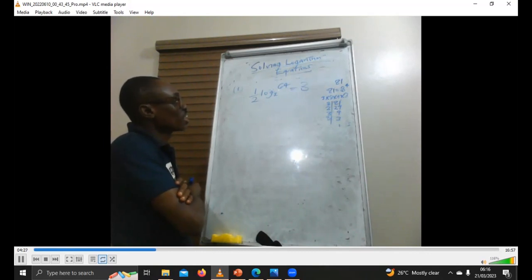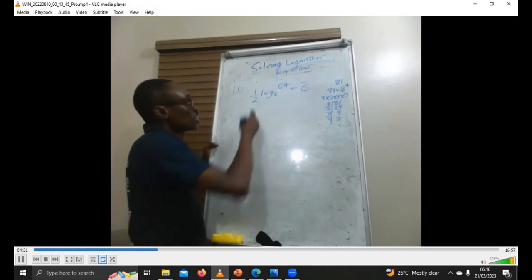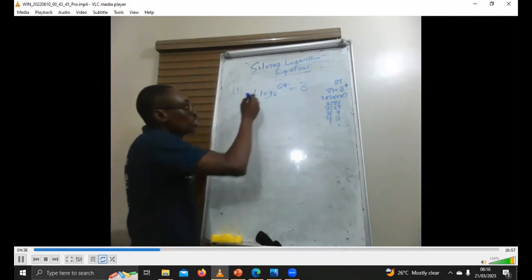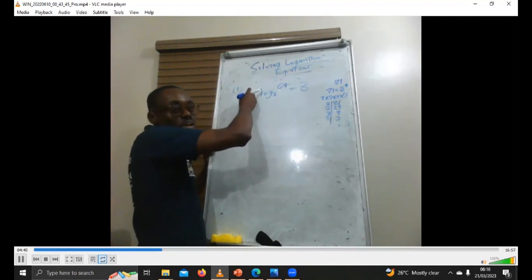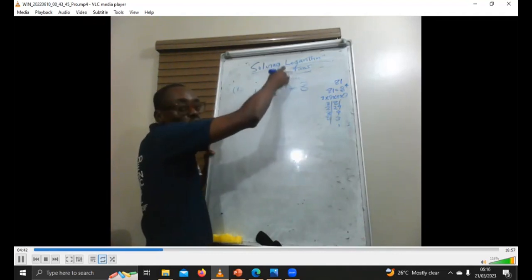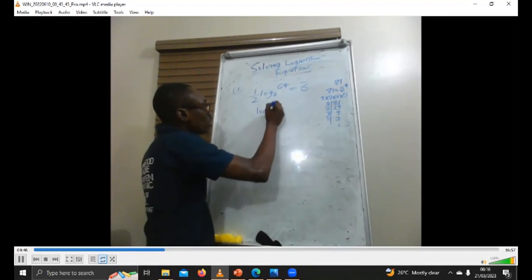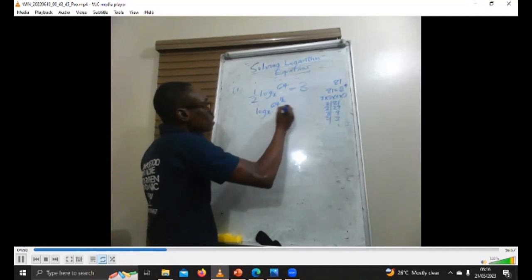What you're going to do is that, based on our rule, this half here, you can take out the half from behind the log. So it's going to be 64 raised to that half. So you can write it as log 64 raised to power half, base x, equals 3.